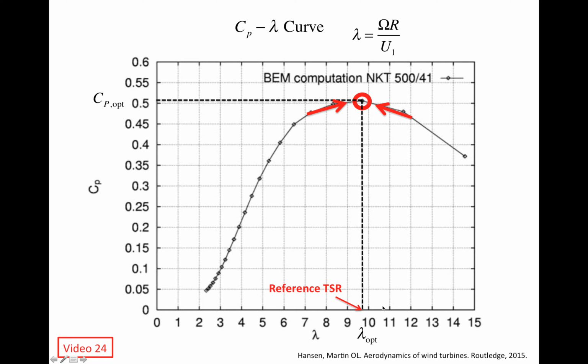And if the instantaneous TSR is higher than the reference TSR, right? As the angle of attack returns to the optimal value, the lift force and the torque on the blades will decrease, and the blades will rotate slower, and the TSR will again go back to the reference TSR.